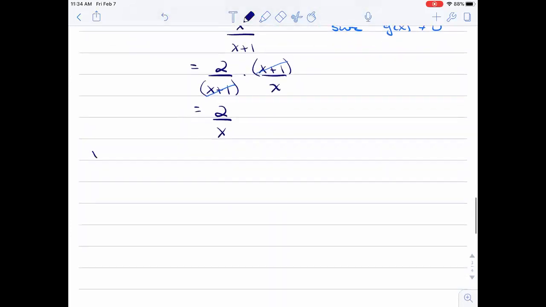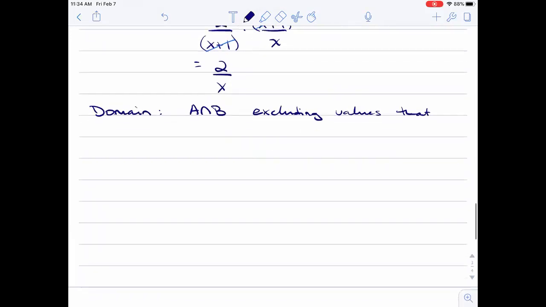So the domain is going to be that overlap, right? Is going to be A and B, excluding values that make g of x equal to 0. Okay. Which means we have to figure out, well, when is g of x equal to 0?